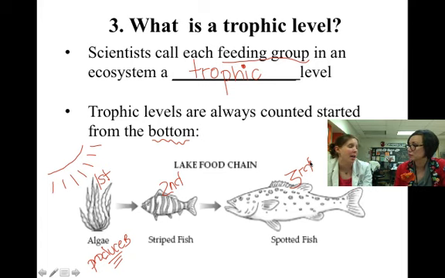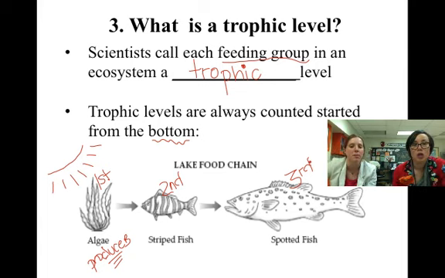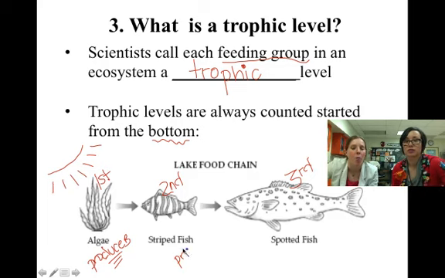But we have some other names in addition to just first, second, and third that we sometimes use for those organisms. Okay, so what would we call the organisms in our second trophic level? Our striped fish would be what's called our primary consumer.